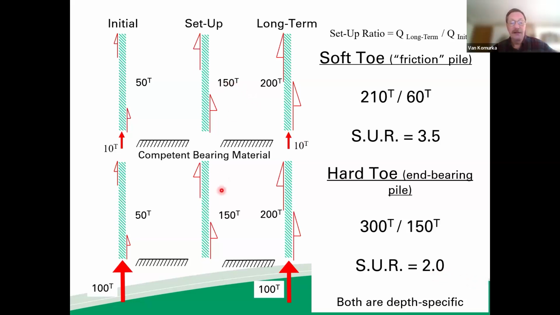Well, the shaft responded exactly the same way in both cases. The shaft gained 150 tons in both cases. And yet, the difference in the toe responses at end of driving gave us two significantly different setup ratios.